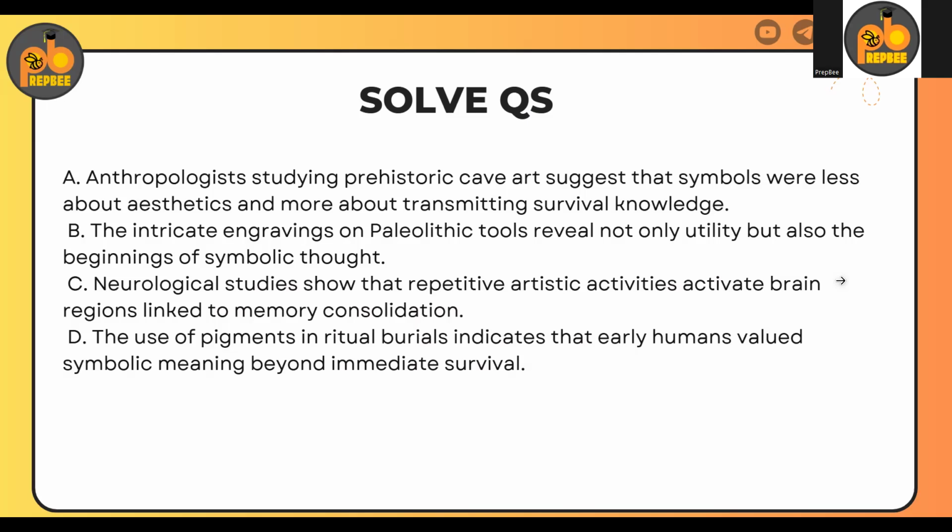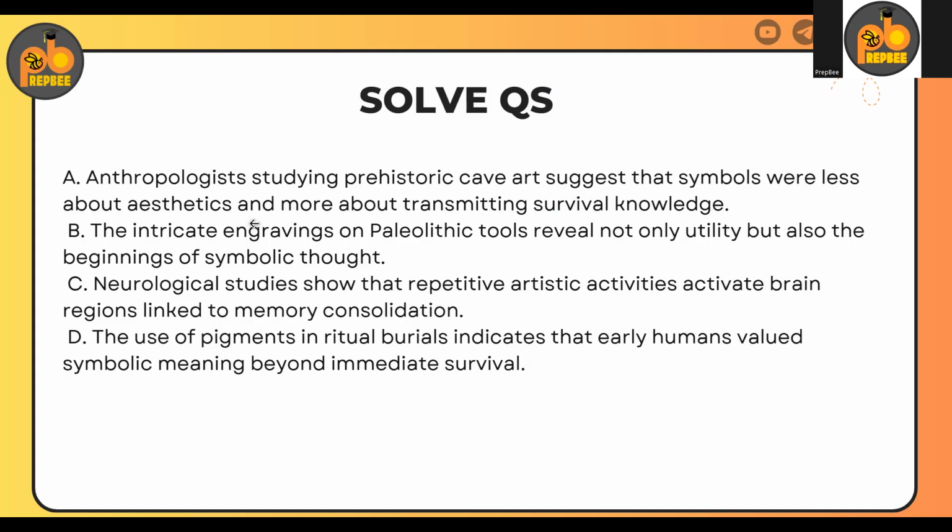All right. So now let's see the coherent flow of it. First, we are talking about anthropologists studying prehistoric cave art. They suggest that symbols were less about aesthetics and more about transferring knowledge between people. That is the main idea of the first sentence.